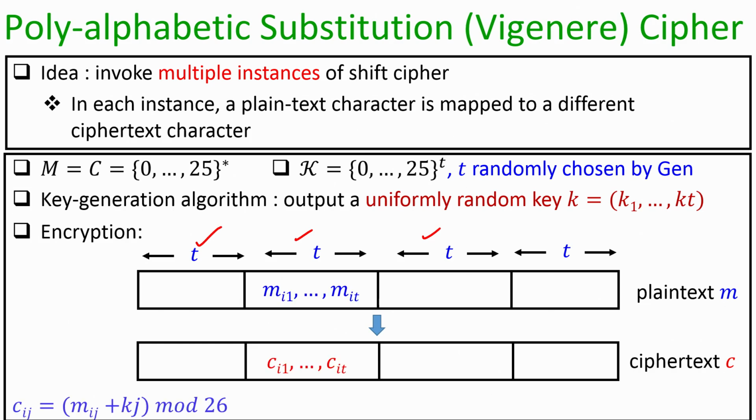Namely, we produce the ith ciphertext block as follows. Imagine that the characters in the ith block are mi1, mi2 and so on up to mit. So, there are t such characters, and we have the key characters k1, k2 up to kt. The characters of the ith ciphertext block are Ci1, Ci2 up to Cit, where the jth character of the ith ciphertext block is obtained by shifting the jth plain text character by the shift kj modulo 26.